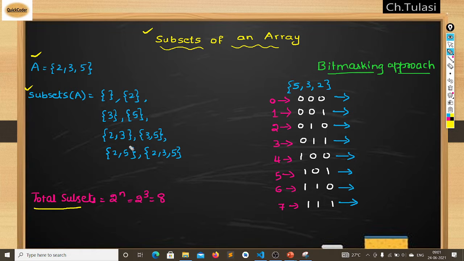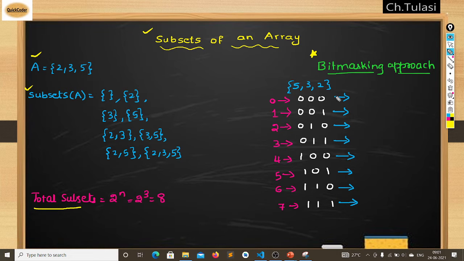As we are humans, we can calculate. But how can a computer calculate? So we have to write some program, no? So how can we write that program? Okay, so let's see this. So now there is a wonderful approach called bit masking approach.